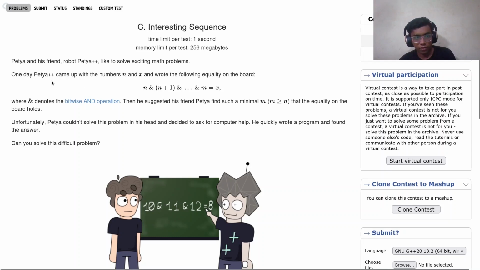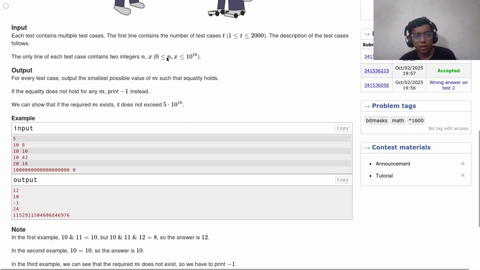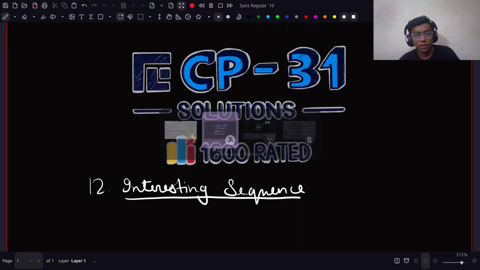One day, Petya came up with the numbers n and x and wrote the following equality on the board: n AND n plus 1 and so on up till m is equal to x. Then he asked his friend, find the smallest m such that this equality holds. Now, you're expected to solve this problem, and n and x go up to 10 power 18. So we can write that here.